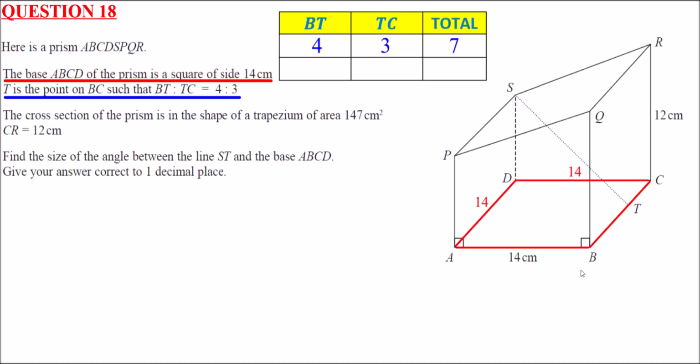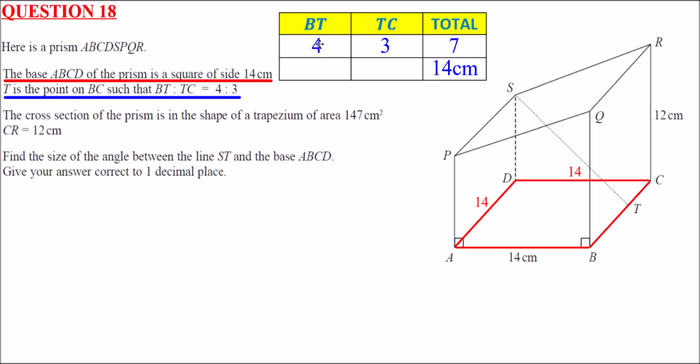But actually, because it's a square, BT plus TC is actually worth 14 centimeters. So these 7 lots represent 14 centimeters. So therefore, to go from 7 to 14, we need to multiply by 2. Each piece, each share, each lot, however you think of it, must be worth 2 centimeters. So we need to multiply all values by 2.